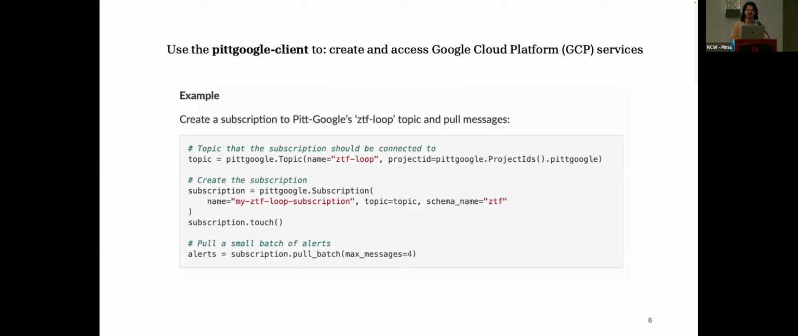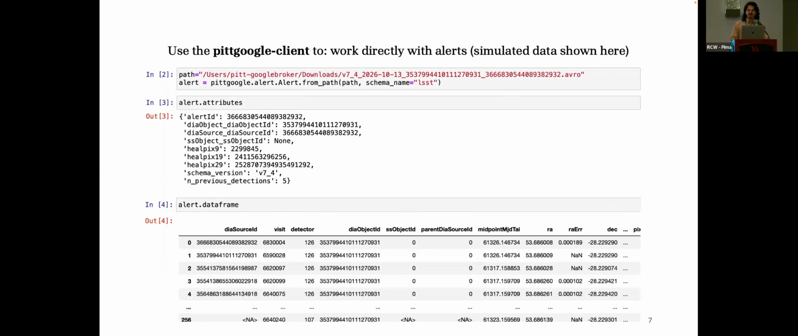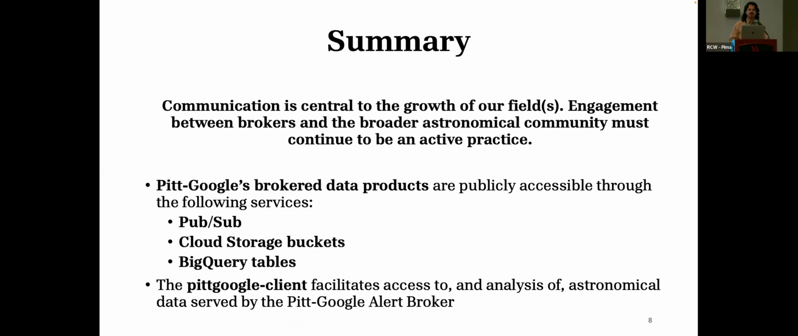So some quick examples that I have using the Pitt Google client. It is extremely straightforward to go ahead and define a topic, define a subscription, and to go ahead and create that subscription. It's also very straightforward to go ahead and pull some alerts from that subscription and work directly with that data. Some of the examples I have, you can manipulate that Python object. Here, that object is called alert. You can see the attributes associated with that alert. And you can do a lot of fun things with this. If you're interested in hearing a little bit more about that, feel free to reach out to me.